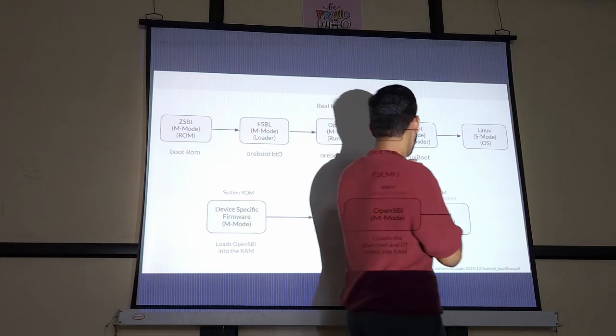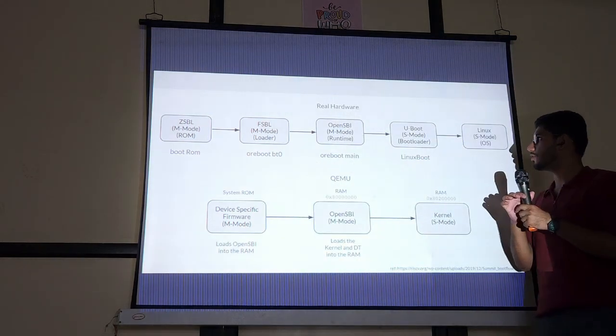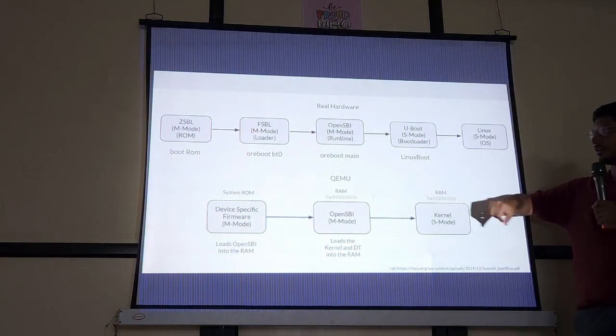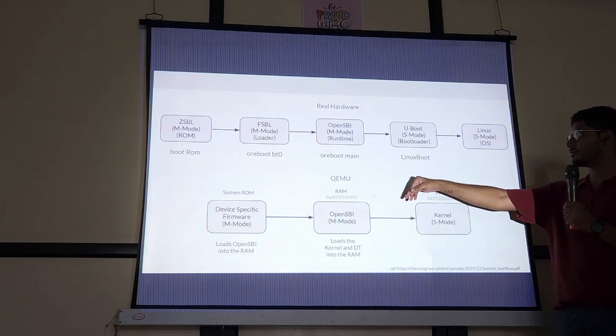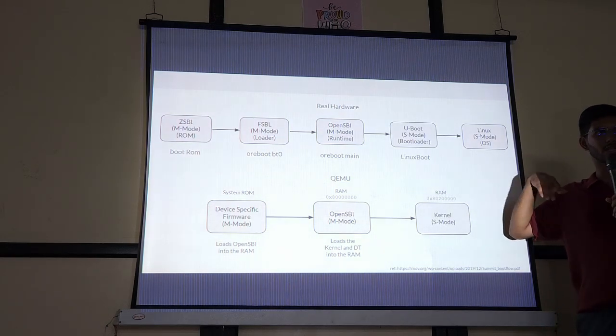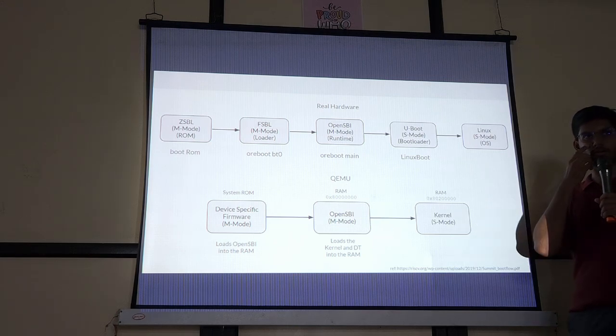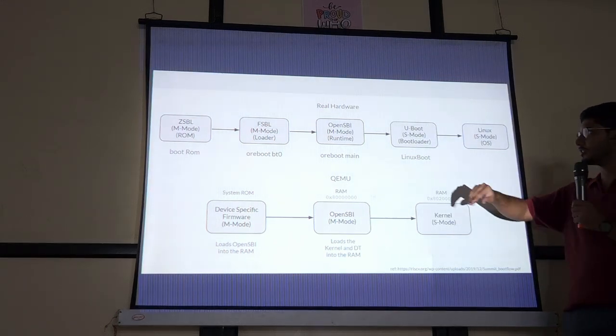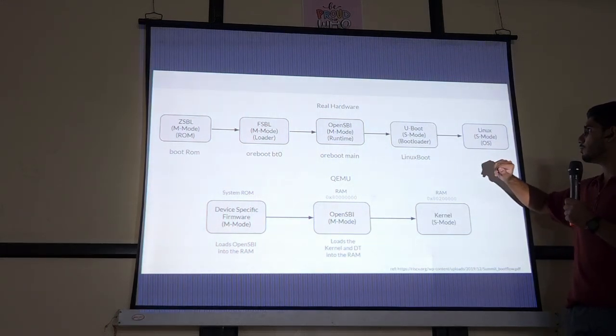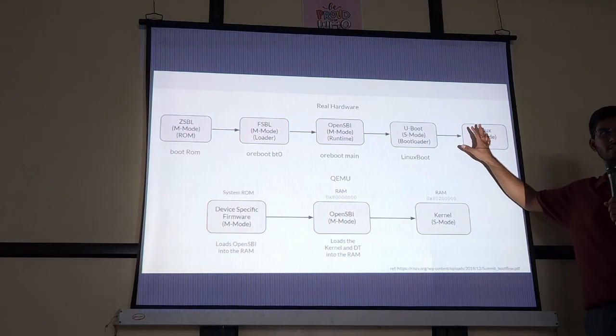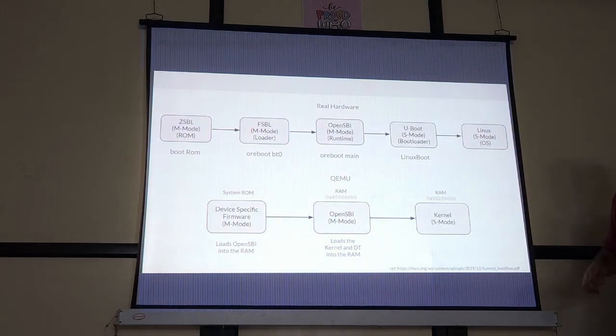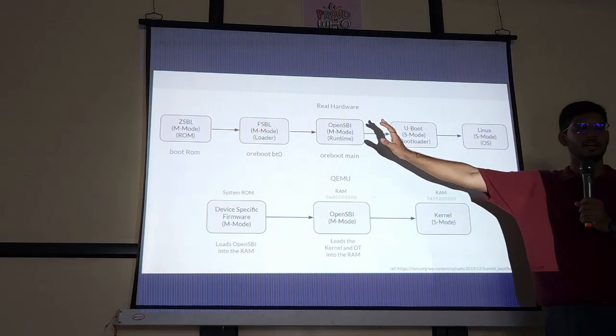And then we have U-Boot in S mode. U-Boot is the bootloader. Here in Oreboot terms, we can use LinuxBoot. LinuxBoot is another popular bootloader for embedded Linux devices. So it is U-Boot, then LinuxBoot, and then finally we get the Linux operating system in S mode, supervisor mode. This is for the real hardware.